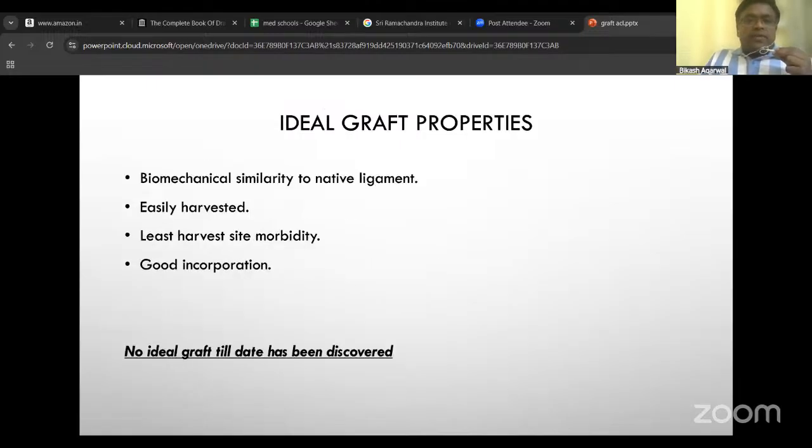Now, before moving to the grafts, we should know what the ideal graft properties are. What we ideally want from a graft is that it should be biomechanically similar to the native ligament, easily harvestable, with very little graft site morbidity after harvesting, and most importantly, it should have good incorporation and similar strength after incorporation. But ideal grafts are difficult to find.